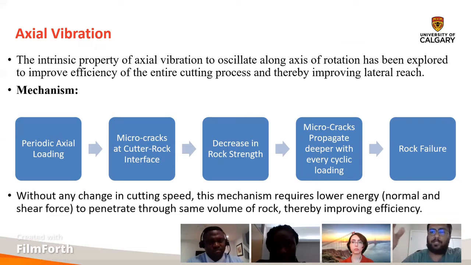What happens in vibration assisted drilling through axial vibrations is that when we apply periodic axial loadings, micro cracks develop at the rock cutter interface. This leads to a decrease in the rock strength. Upon each periodic loading of the drill bit, these micro cracks propagate deeper and deeper with every cyclic loading, which ultimately leads to rock failure. As a result, we can drill through a unit volume of the rock through axial vibrations.